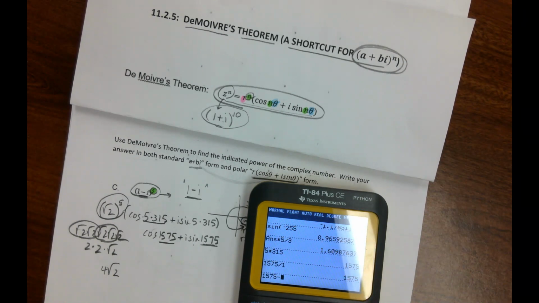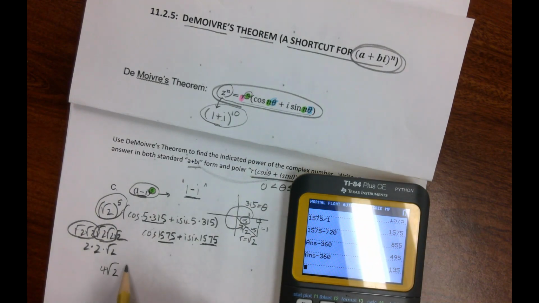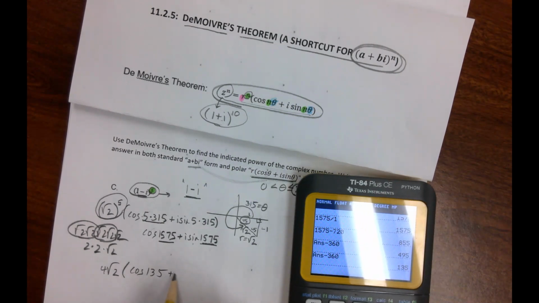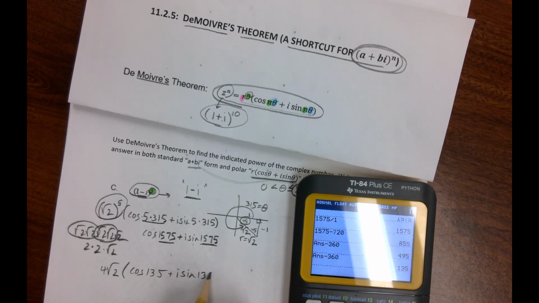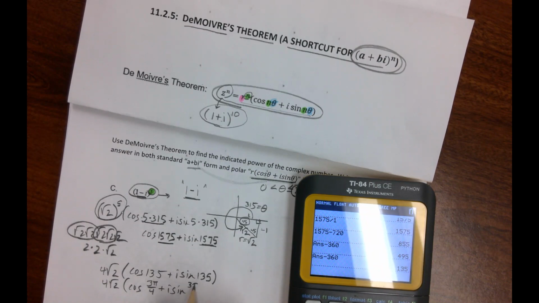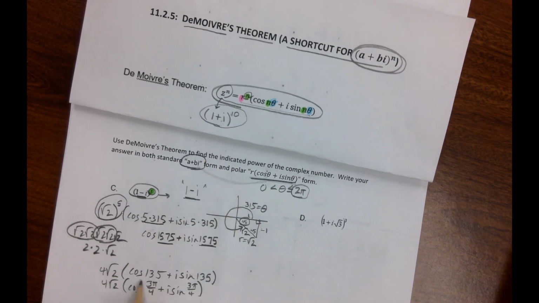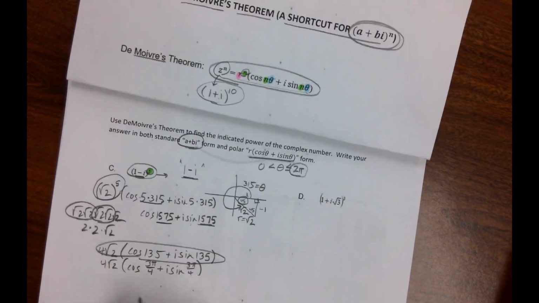1575 minus, let's start with 720, and then subtract 360, and then subtract 360. There's 135. So we're going to replace that with 4 square root of 2 times cosine of 135 plus i sine 135. Your book will probably have cosine of 3 pi over 4, because that's the same thing as 135, and then 3 pi all over 4.